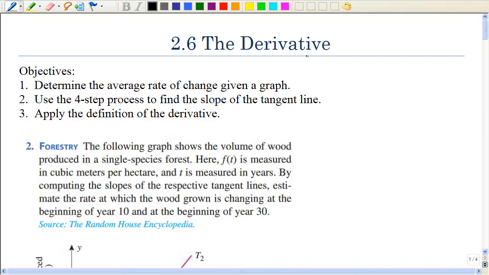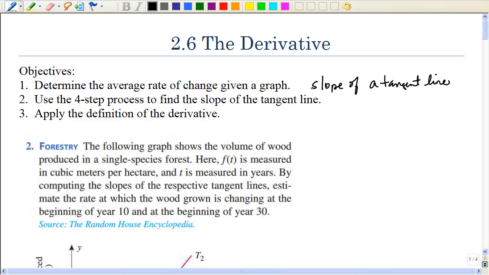Alright, in section 2.6 we're finally going to get to some calculus called the derivative. The first thing we're going to look at is the average rate of change given a graph. Now that sounds very fancy, but all that is, is the slope of a tangent line. And I want you to remember that throughout this lesson.